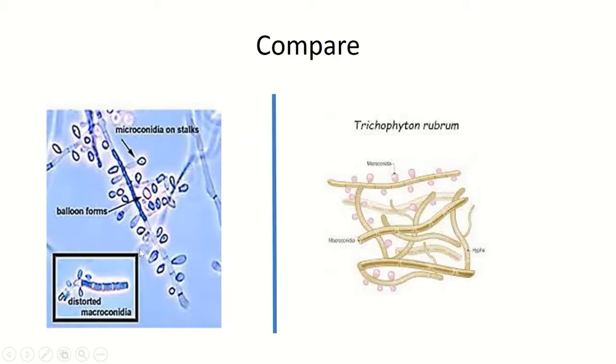But in Trichophyton tonsurans, we have balloon form, of variable size, but in Trichophyton rubrum, we have teardrop-like structure as macroconidia. So the macroconidia in both are pencil-like in shape, but the microconidia in trichophyton tonsurans are variable size and balloon form, but in trichophyton rubrum they are teardrop-like structures.